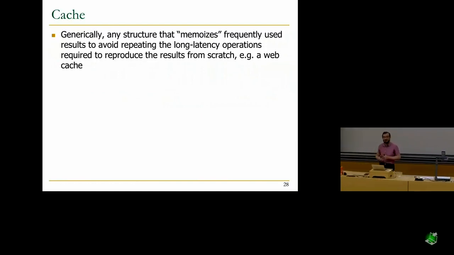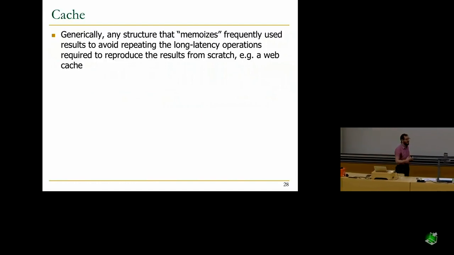So the principles are actually very similar in the larger system design as well, not just in the processors, even though a lot of the concepts were first developed within the context of computer architecture, the processor design. Essentially, a cache is any structure that memoizes or remembers frequently or recently used results, depending on your policy, to avoid repeating the long latency operations required to reproduce the results or load the results from scratch. That's a mouthful of a general cache definition. And they exist everywhere.